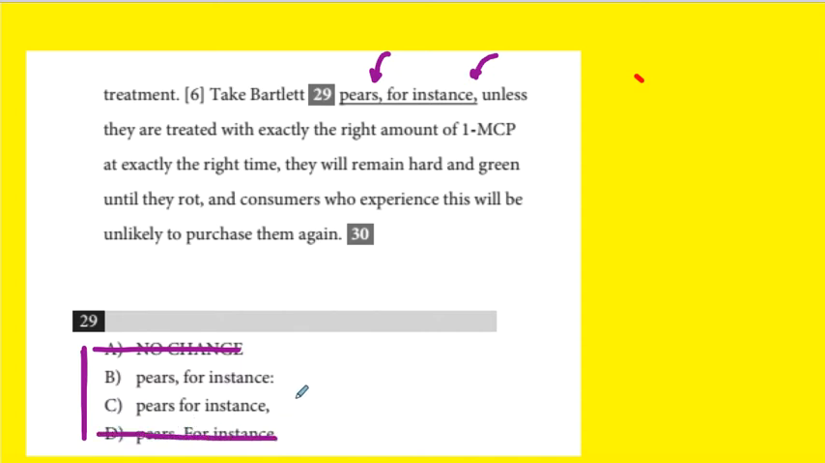So the question was, do I use the comma or do I use the colon? Well, take Bartlett pears, for instance, is an independent clause, and so is what follows it. So the comma would create that comma splice we just talked about. And remember, I said a colon could be used after an independent clause. So my answer in this case would be B. Otherwise, we'd have a comma splice.